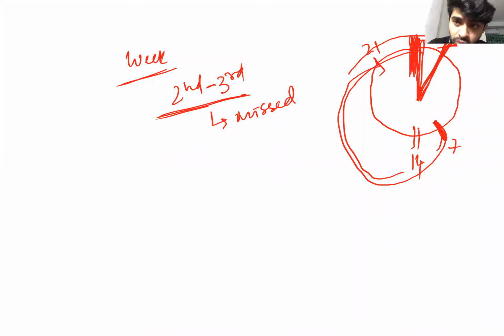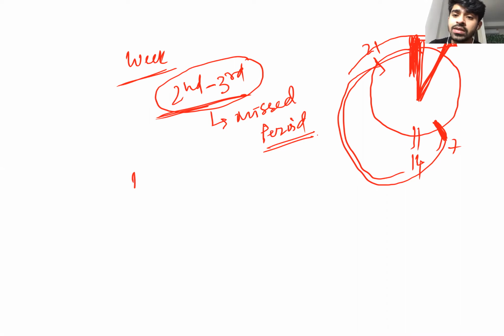So why are the 2nd and the 3rd week important? Because only after the 2nd and the 3rd week can a lady feel, appreciate, and think about this: yes, that might be a reason of my pregnancy that I am missing this period. So the missed period will be after the 3rd week. Now, what is the importance of the 4th week? The 4th week is important for the baby.